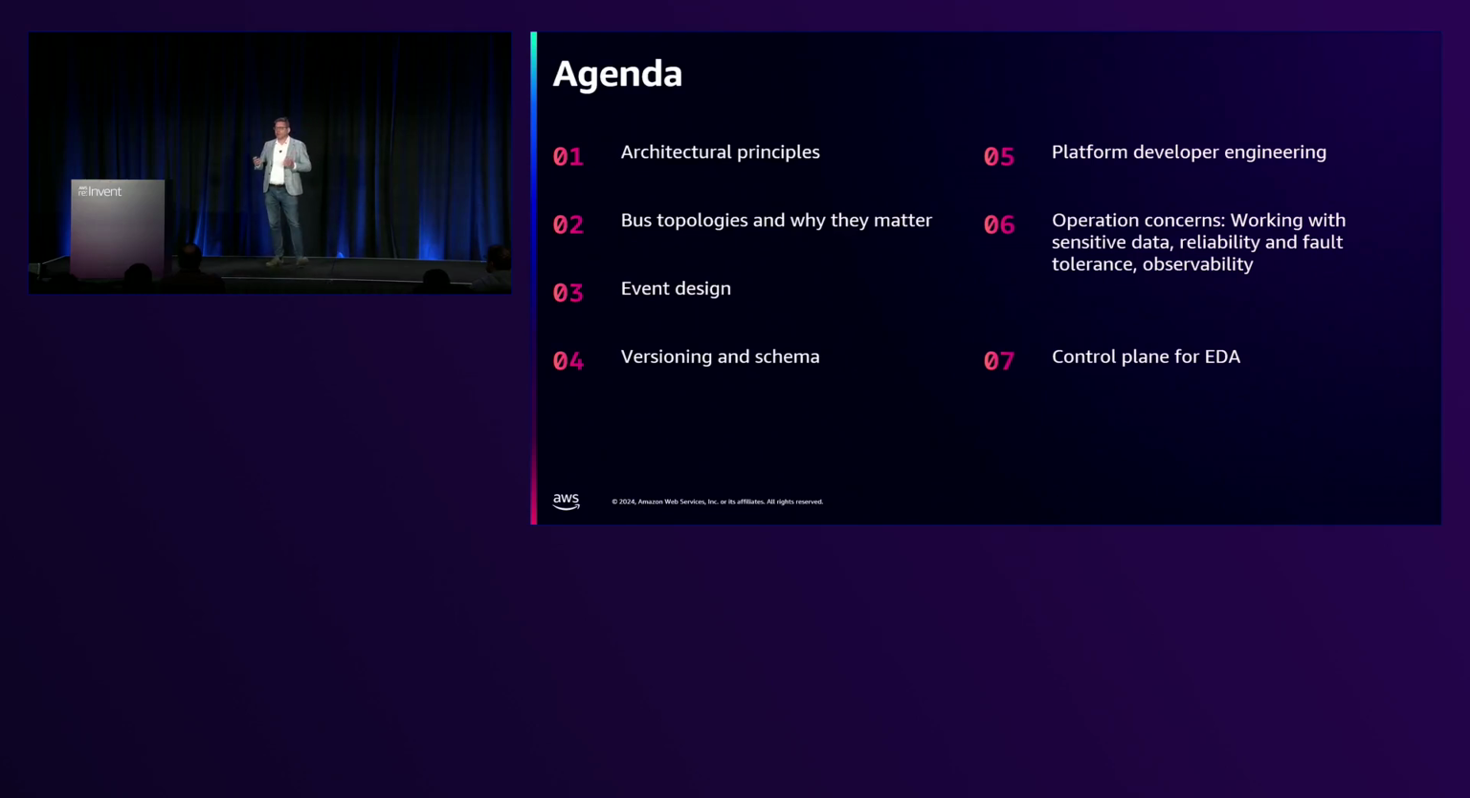There's obviously operational concerns as well. We need to worry about the reliability of our systems and making sure that message loss isn't something that we incur frequently. And if we do, we need a way to be able to recover from those failures. We're obviously working with sensitive data a lot of the time and making sure that we have ways that we can deal with that, and observability.